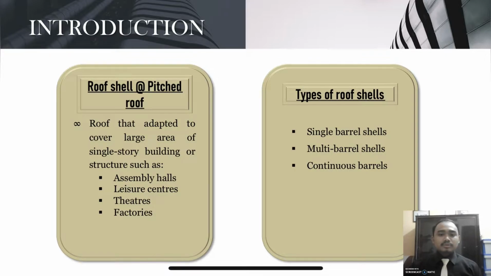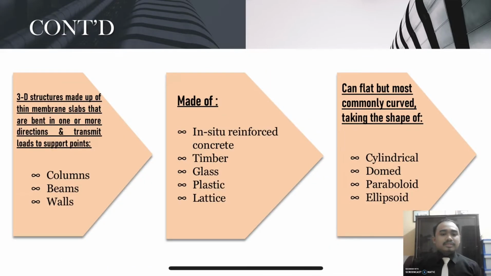Roof shell, or also non-pitched roof, is a roof that is adapted to cover large areas of single-story buildings or structures such as assembly halls, leisure centers, theatres and factories. The types of roof shell are single barrel shell, multi-barrel shell and continuous barrel. Roof shell is a 3D structure made up of thin membrane slabs that are bent in one or more directions and transmit load to support points such as columns, beams and walls.